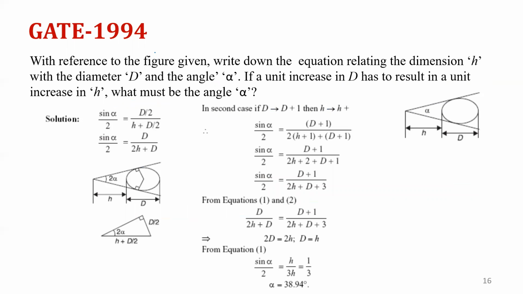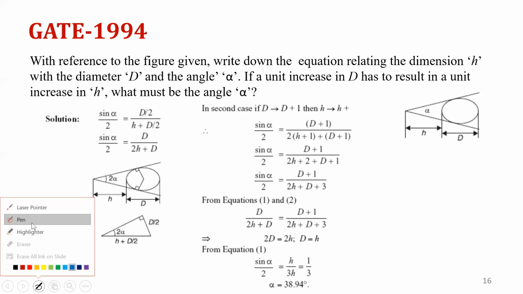With reference to the figure given, write down the equation relating the dimension h with the diameter capital D and angle alpha. If a unit increase in D has to result in a unit increase in h, what should be the angle alpha? So this is the problem given. This is the same as the previous problem. Here we have the roller.